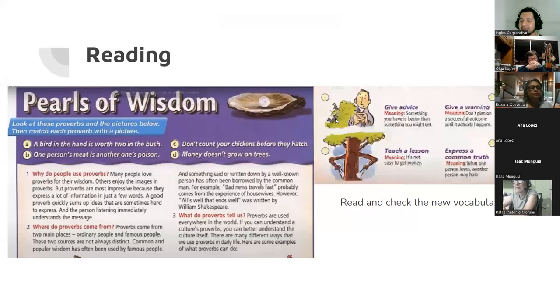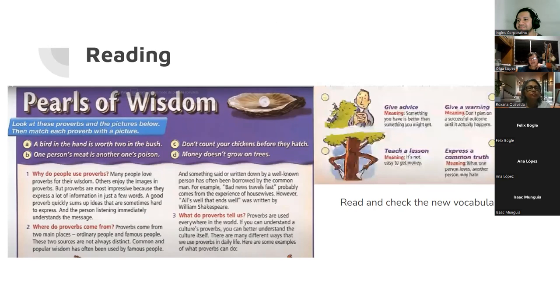Are you able to see the letter? ¿Pueden verla? ¿Pueden leerlo? Can you read it? Or it's too small? Yes. We can. Okay. So this is pearls of wisdom, right? Pearls. This is talking about proverbs. Do you know proverbs in Spanish? Do you know what a proverb is? Dichos o proverbios. Exactly. What is a proverb in Spanish that you know? Un dicho que se sepan en español.